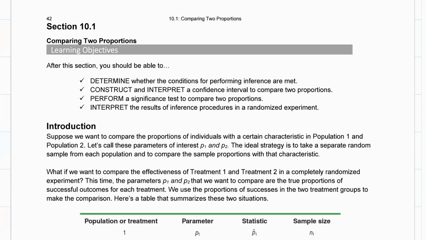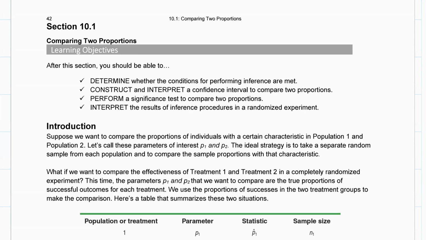So this is a recording for the lecture for the first half of section 10.1, in which we're going to investigate comparing two different proportions. By the time we're done with this first lecture, we should learn how to create and interpret a confidence interval which involves two separate samples from two distinct populations and perform some sort of inference on them.